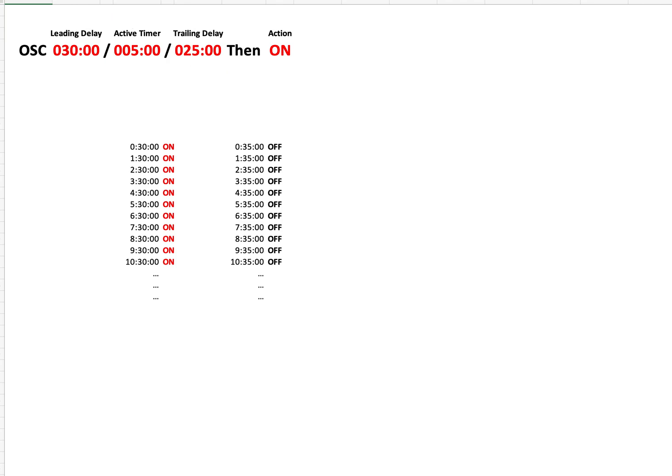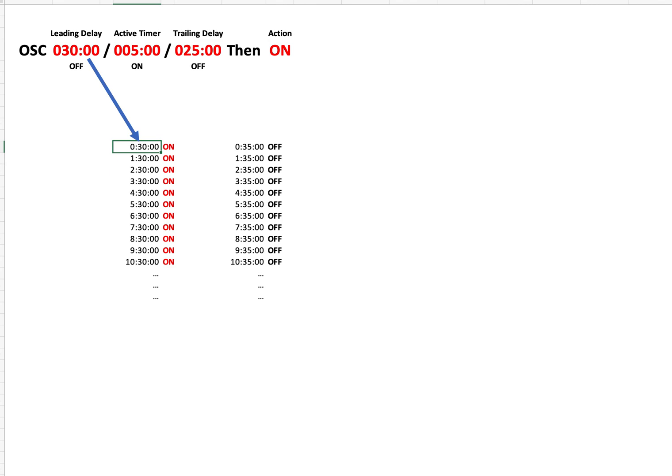The leading delay timer can be used to offset the start time of the active timer to turn the output on later than midnight rather than exactly at midnight. For example, if we add 30 minutes to the leading delay timer and subtract 30 minutes from the trailing delay timer, it still runs for 5 minutes each hour, but now it turns on at 30 minutes past the top of each hour.